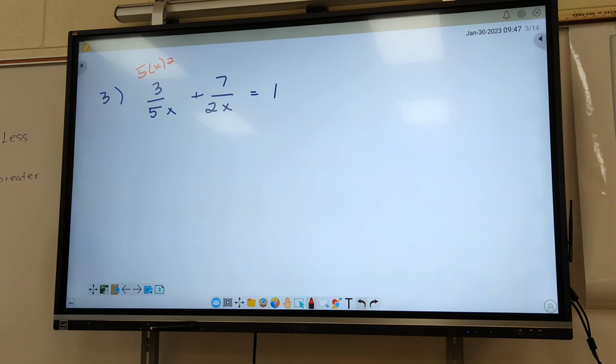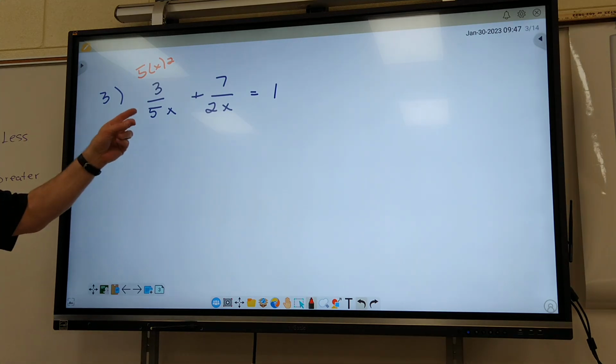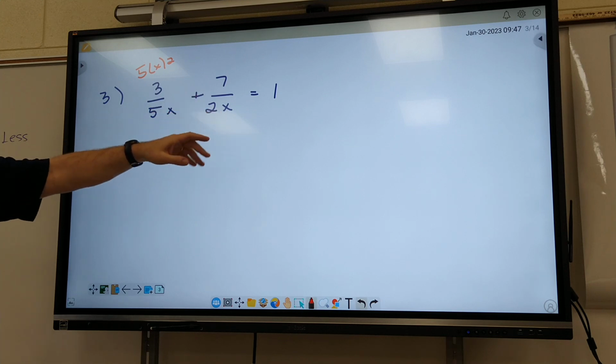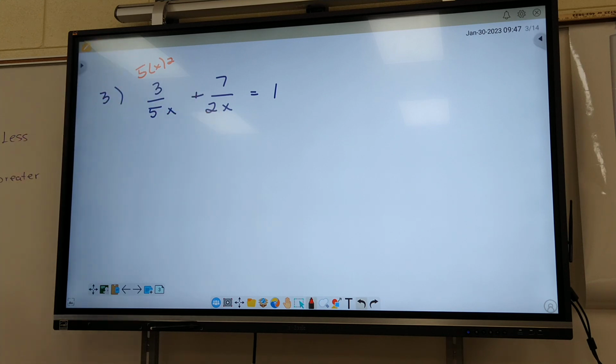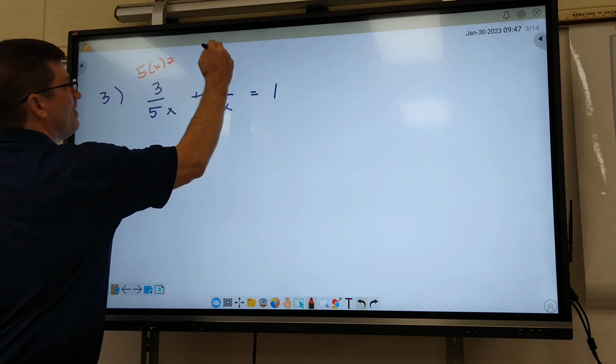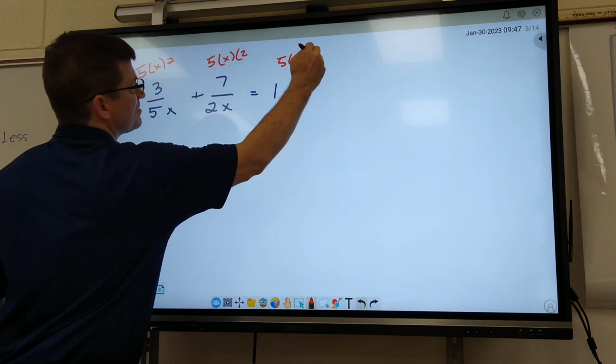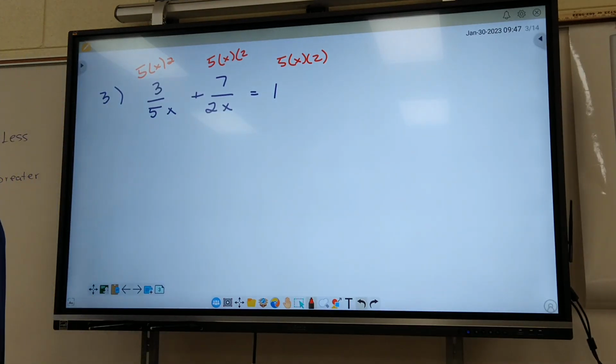Why do I only have to use x one time? Now, if that was 5 plus x, you would have to use x twice. But since there's no pluses or minuses, I can just use everything one time. So I got 5x, 2. All right, y'all do your crossing out, do your simplifying.